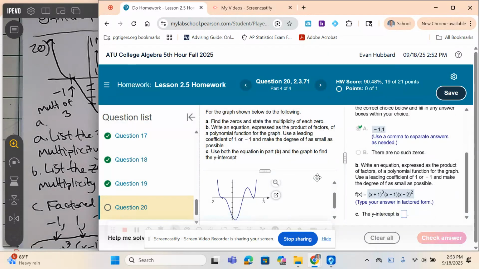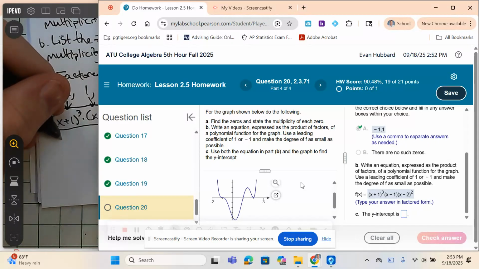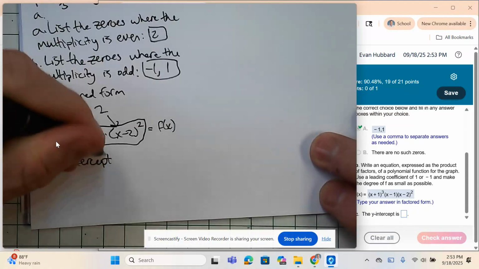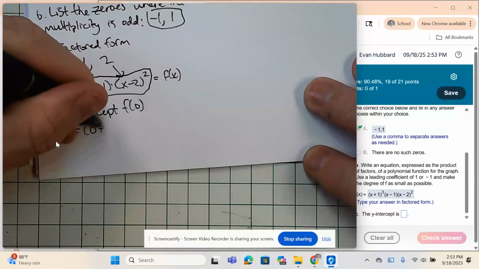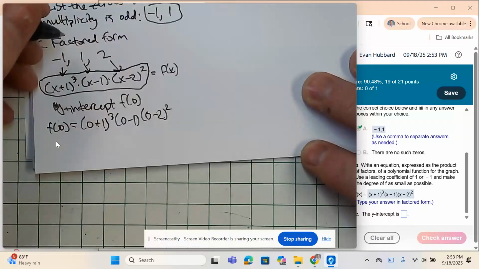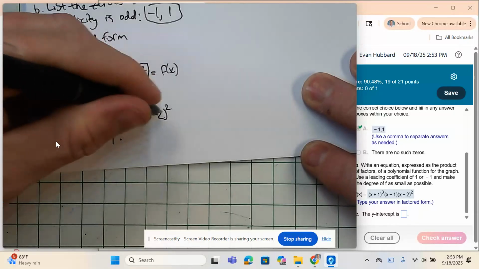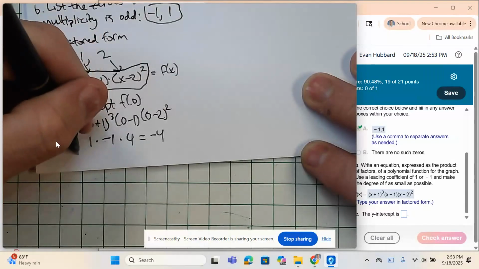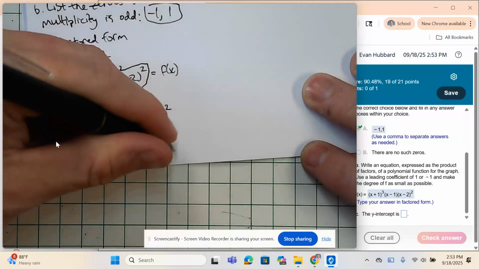Okay. To find the y-intercept, let's make x equal 0. So the y-intercept is f of 0. f of 0 is equal to 0 plus 1 cubed times 0 minus 1, times 0 minus 2 squared. 0 plus 1 cubed is 1 cubed, which is 1, times -1. -2 squared would be 4. 1 times -1 is -1, times 4 is -4. It would be (0, -4). So the y-intercept is -4.